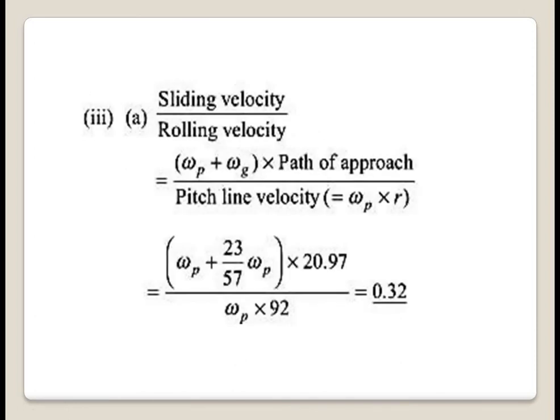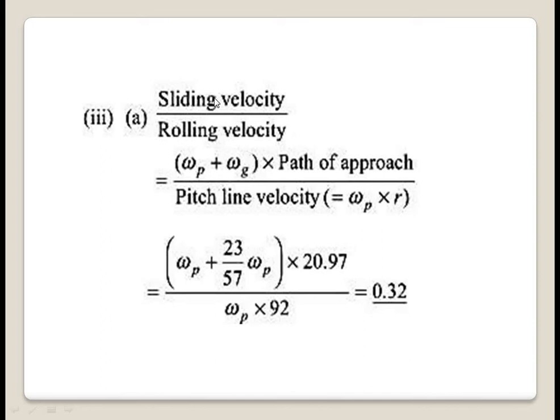Now next is the ratio of sliding velocity to the rolling velocity. The first finding is at the beginning, the second finding is at the pitch point, and the third finding is at the disengagement. First, we are going to find the ratio of sliding velocity to rolling velocity at the engagement, or the beginning of the contact.